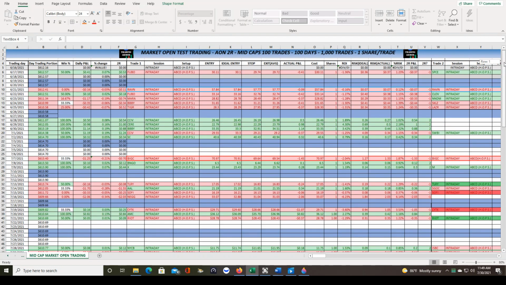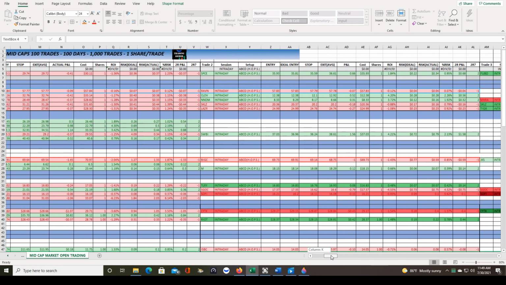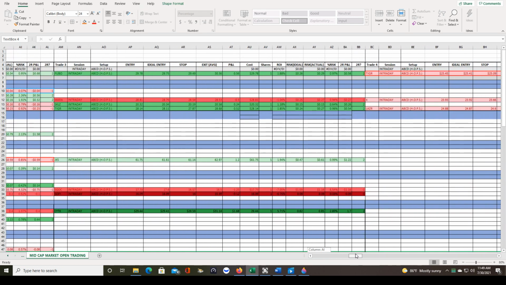So let's start by just looking at what is this data that I'm collecting. I'm collecting each trade that I take per day. So if you look over here, you can see this is trade number 1, trade number 2, trade number 3. That's usually where I stop for the day. My maximum number of trades is 3.